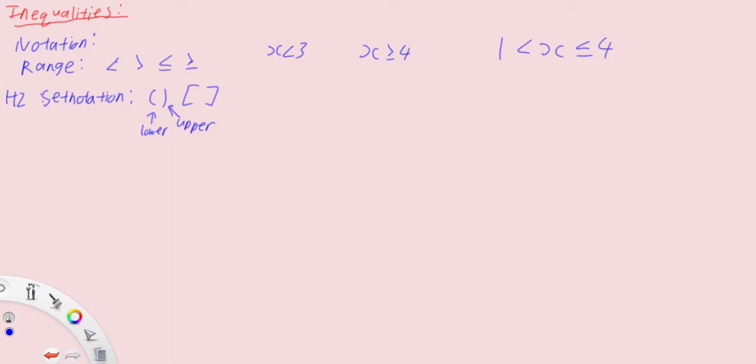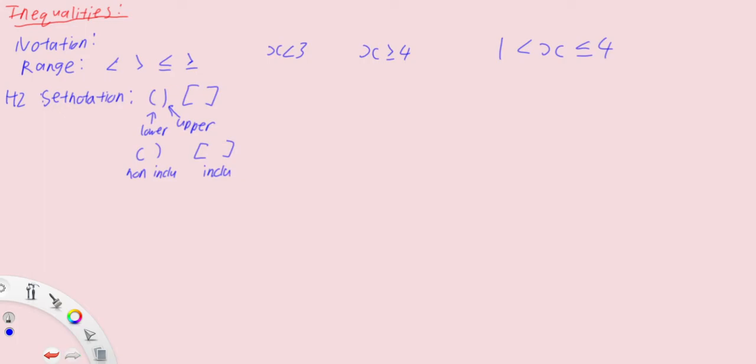So your curved brackets, basically these are your less than or greater than. So these are your non-inclusive. Okay, your square brackets are inclusive. Okay, so basically they're the same, right? They're basically these two and these two respectively. So how do we actually use them?